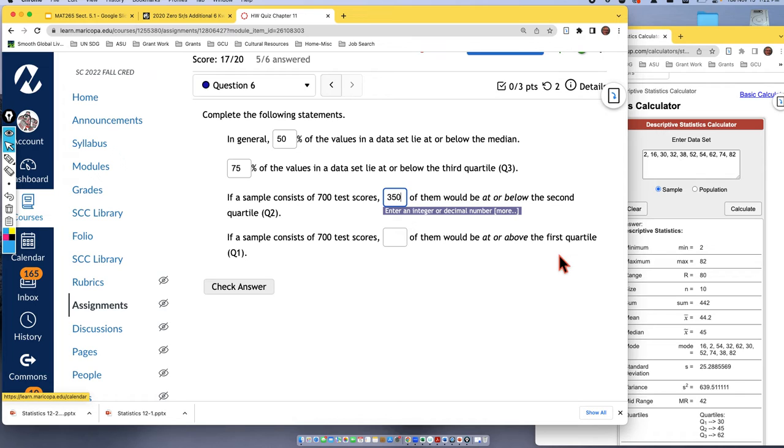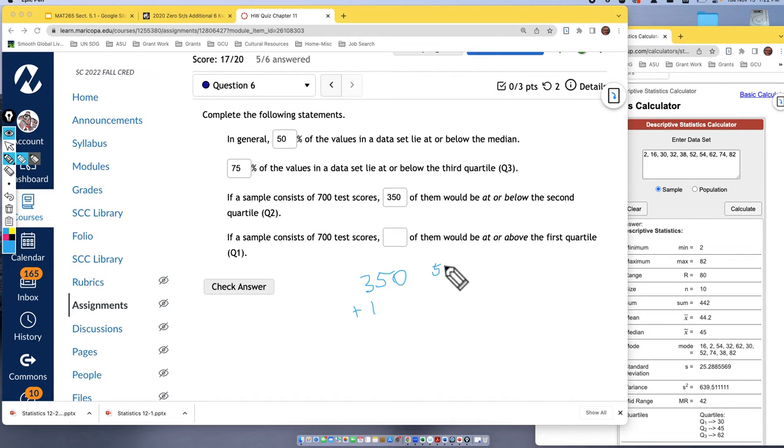So then we just got to figure out 75% of 700. 350 is 50%. What's half of 350? 175. So we have 350 plus 175. That's 525. Okay, yeah. Add them together. This would be 25%. So 525.